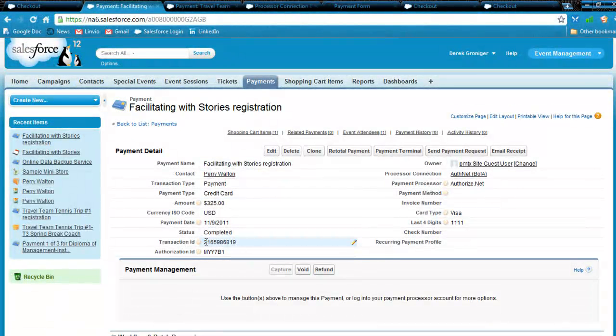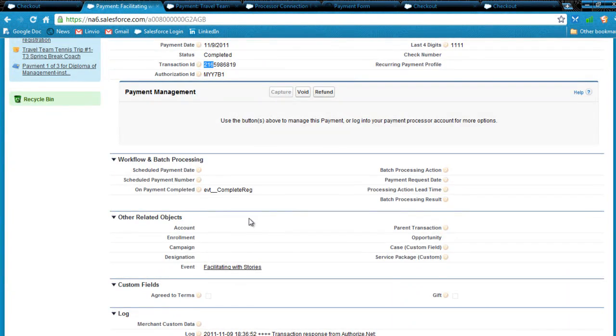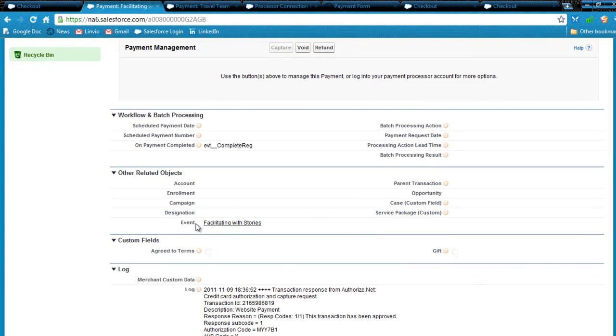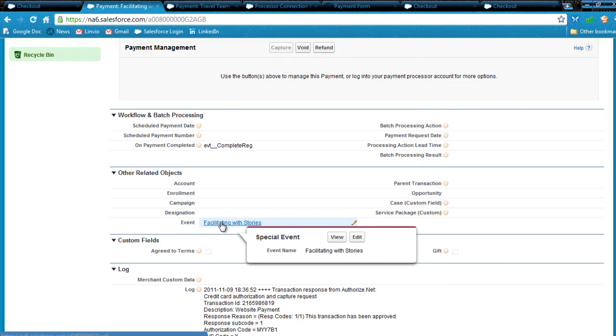Here's my transaction ID from Authorize.net. It's integrated with Perry Walton in the contacts. It's also integrated with the event main object.